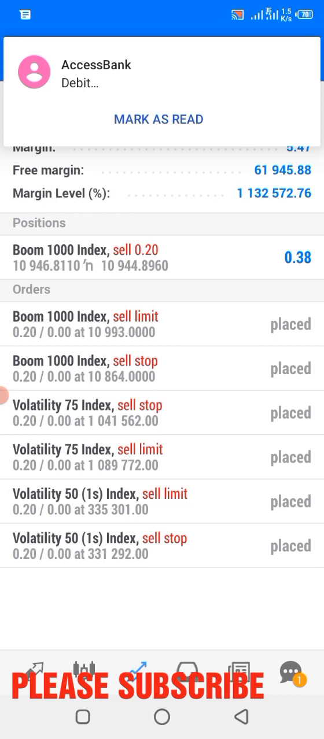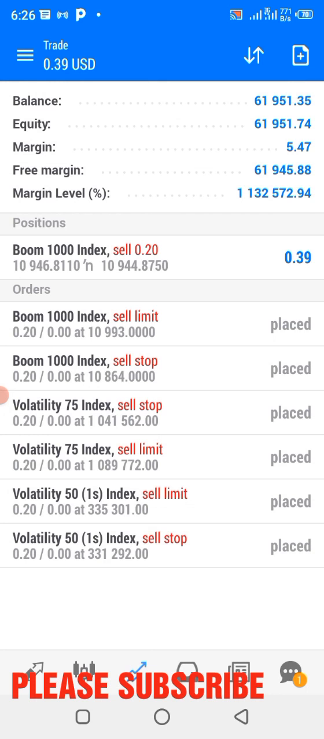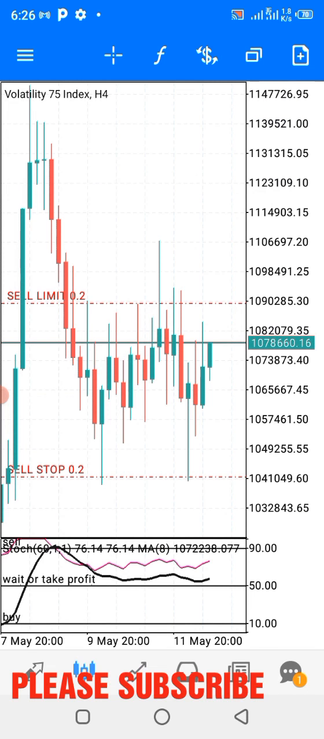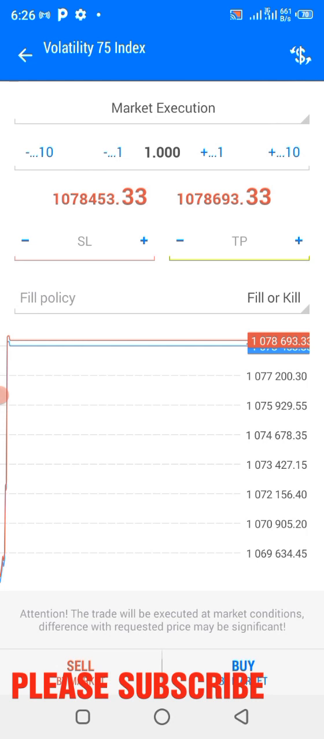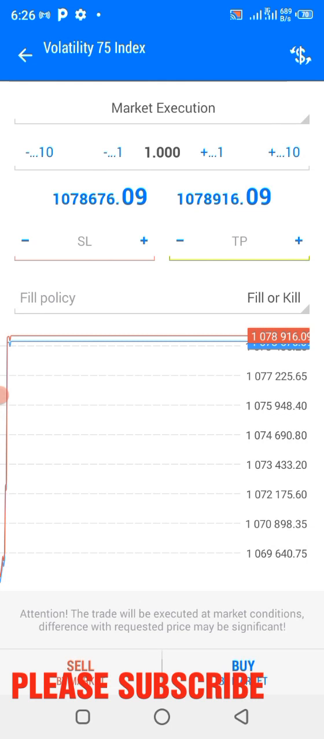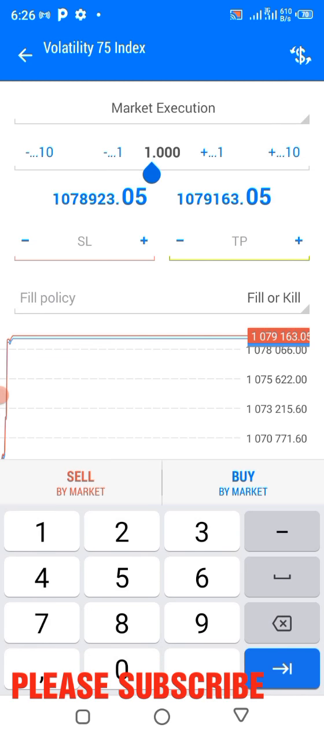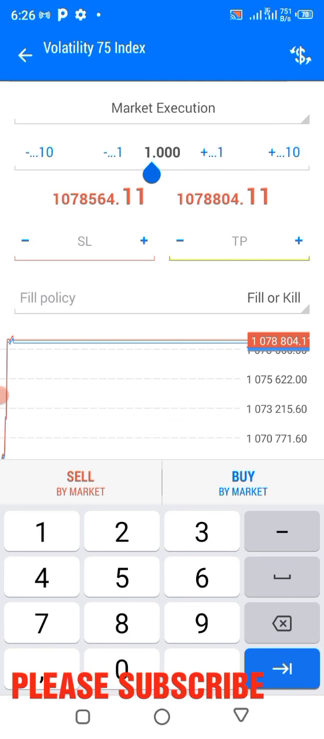Now, the highest lot size you can buy here is 1. Let's assume I want to buy. This is for educational purpose. I have not planned to enter this trade, but if I want to buy, this is where you put your lot size. The highest you can buy is 1, and the least you can buy is 1 over 1,000. That is 0.001.